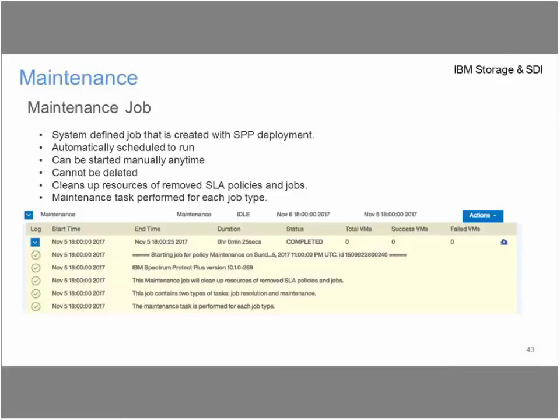It will run automatically, but you can't remove it. Basically, it cleans up resources of removed SLA policies and jobs, and there's a maintenance task that is performed for each job type: snapshot, recovery, all of those things, right? You can see a snippet of the log there that shows what's happening when this job starts and what it's going to do. This is run right out of the Spectrum Protect Plus UI. As I said, there's nothing really that you need to do. It'll run automatically.